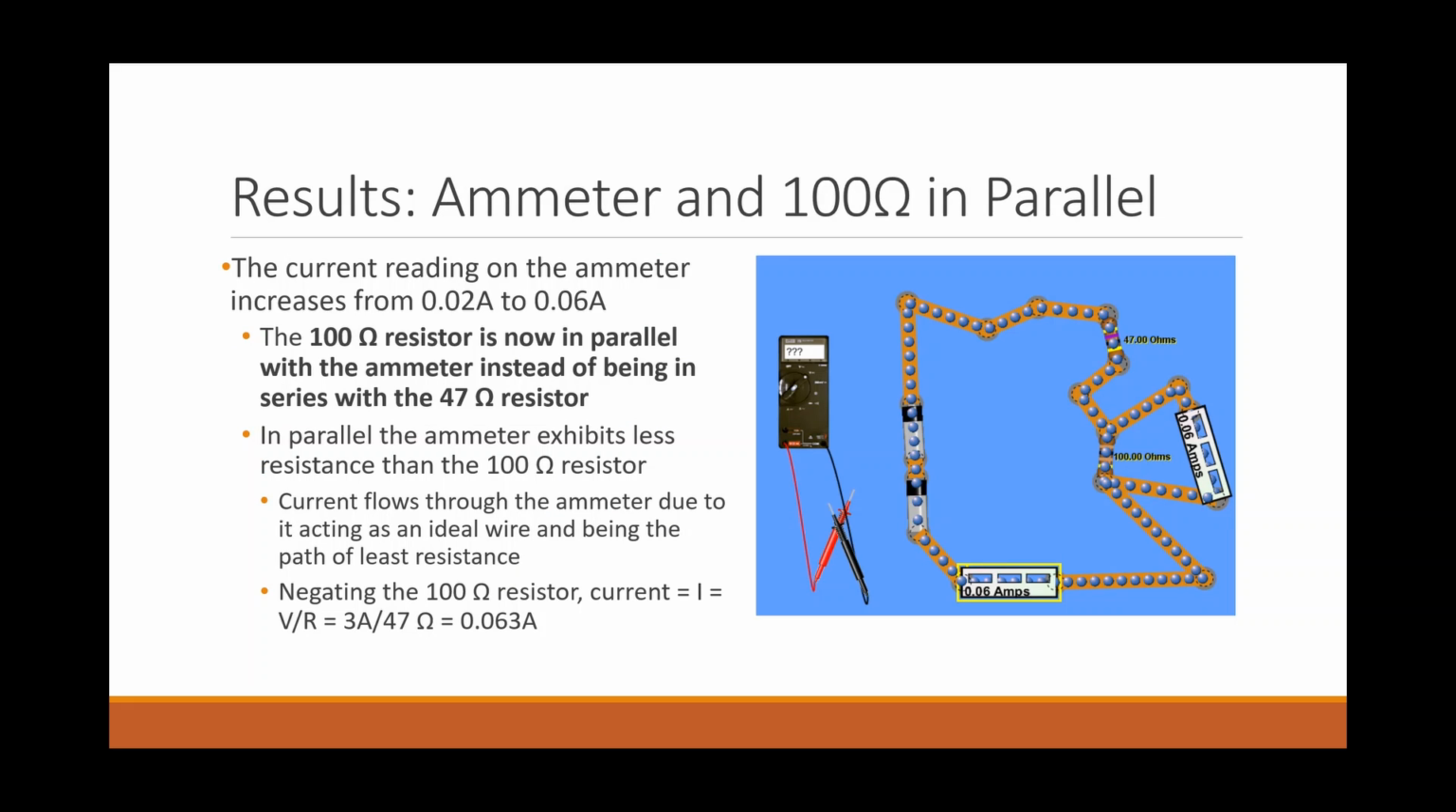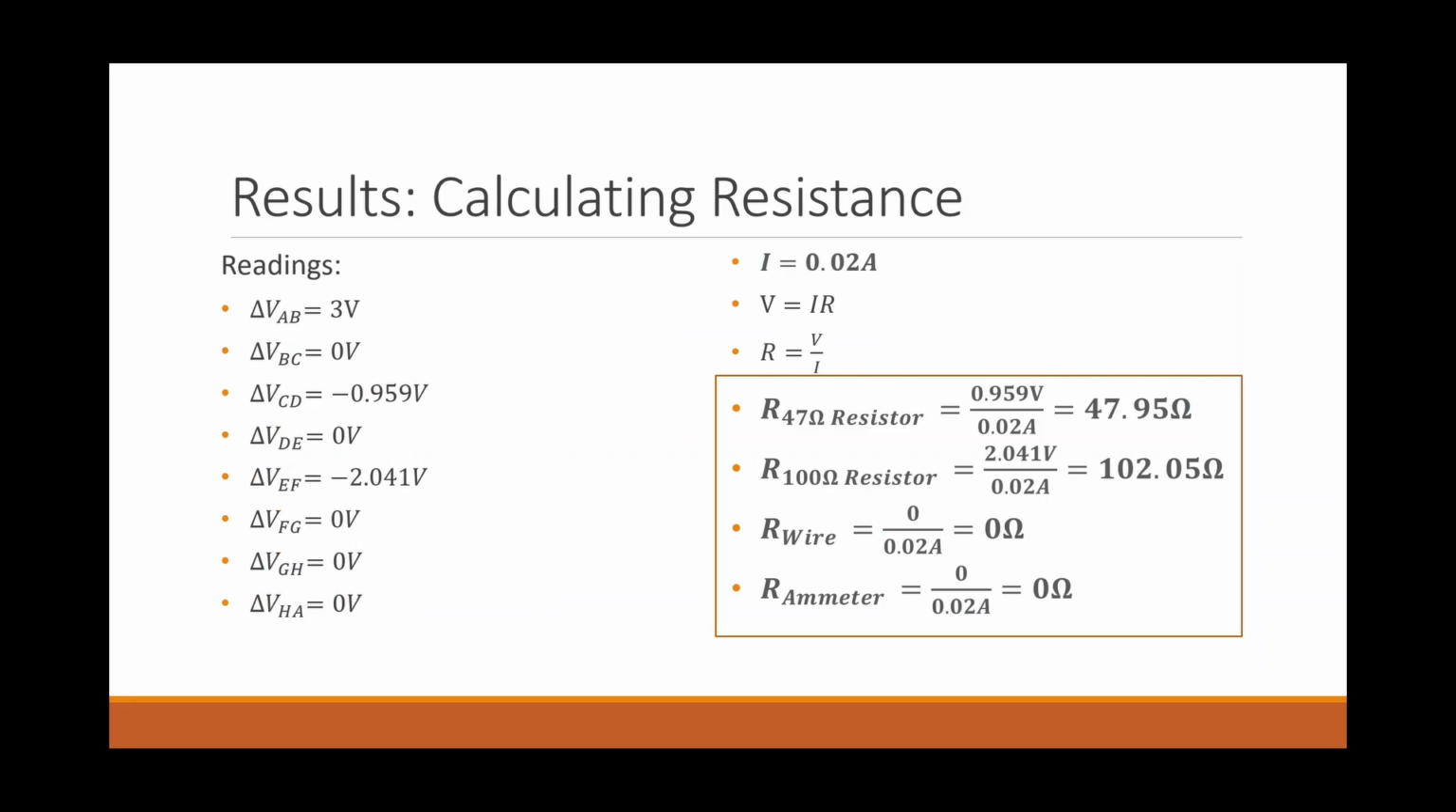When I put an ammeter and 100 ohm resistor in parallel, the current reading on the ammeter increased from 0.02 amps to 0.06 amps. The 100 ohm resistor was in parallel with the ammeter instead of being in series with the 47 ohm resistor. Current flowed through the ammeter due to it acting as an ideal wire and being the path of least resistance. This led to the current in the system to be 0.063 amps, an increase from 0.02 amps originally. I then calculated the resistance for each of the different elements in the circuit. You can see here my main findings for the resistance across each of the main elements in the circuit.